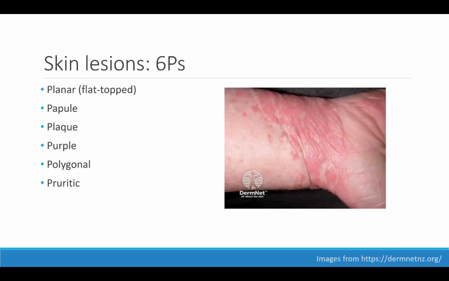These are the famous 6 P's of Lichen planus for the skin lesions. Firstly, plana, which means flat-topped, papule, plaque, which are purple, polygonal, and pruritic. So you can observe all these characteristics in the photograph.